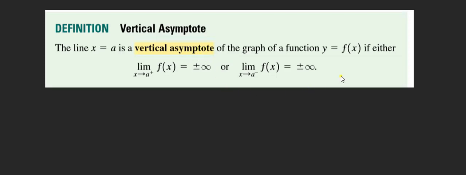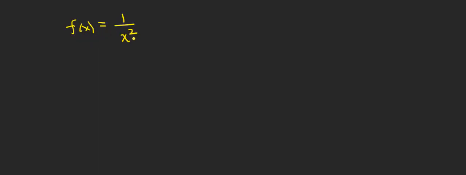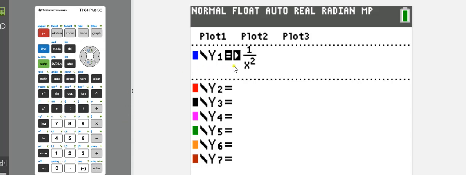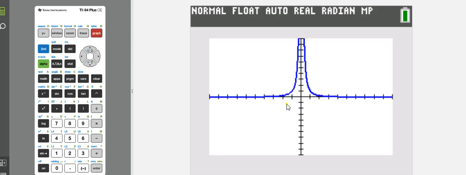So let's look at some examples. When you have f of x equals 1 over x squared, you know from pre-calculus that a vertical asymptote most likely happens when the denominator is 0. So when does the denominator go to 0? When x equals 0. So let's use our graphing calculator to graph 1 over x squared. I'm going to graph it. As you can see, when x equals 0, it's a vertical line.